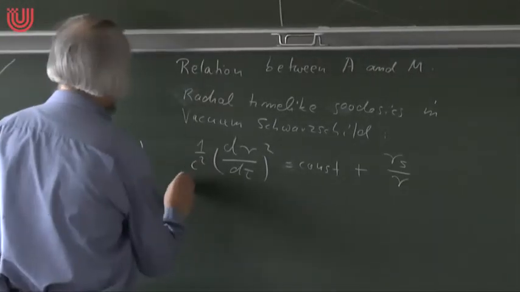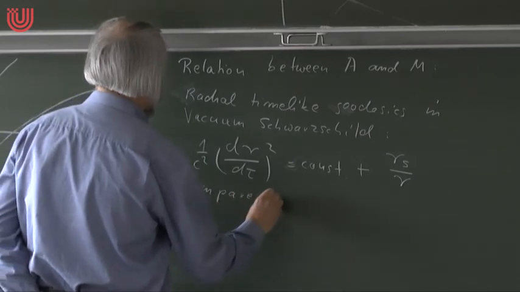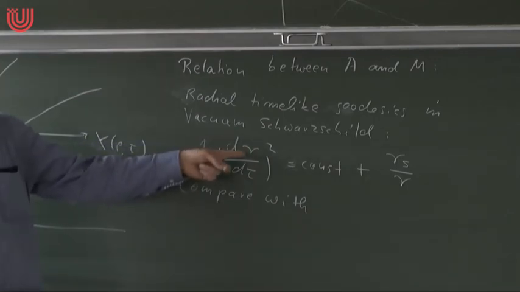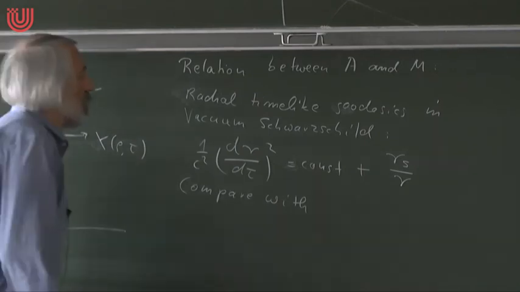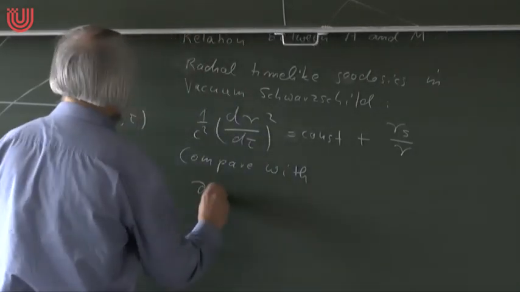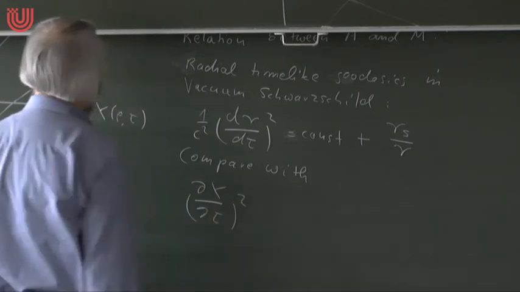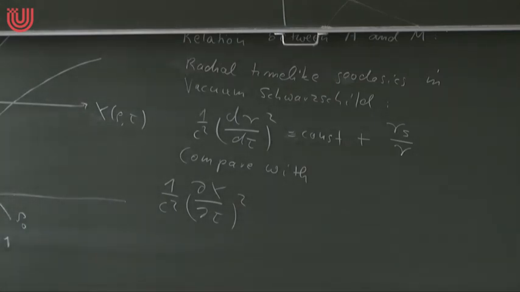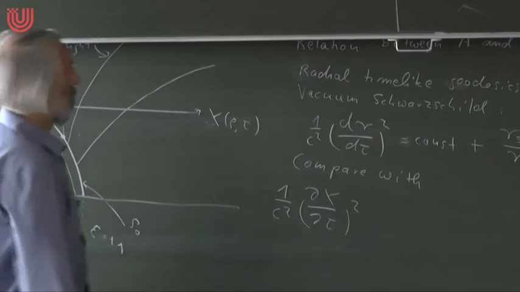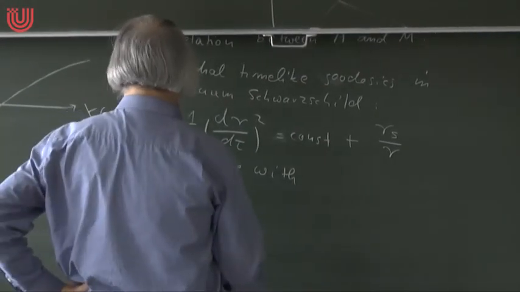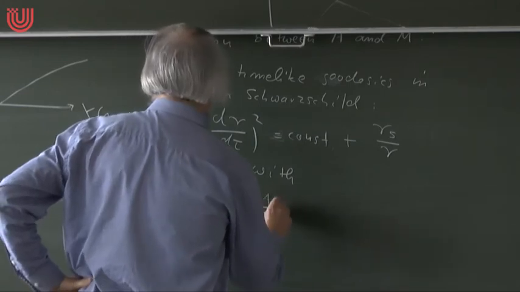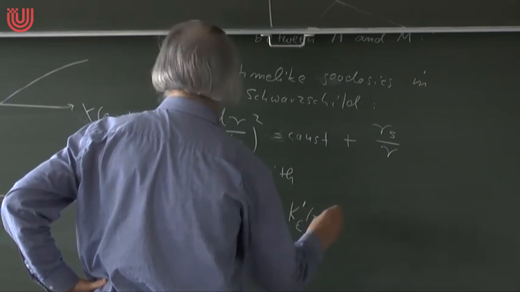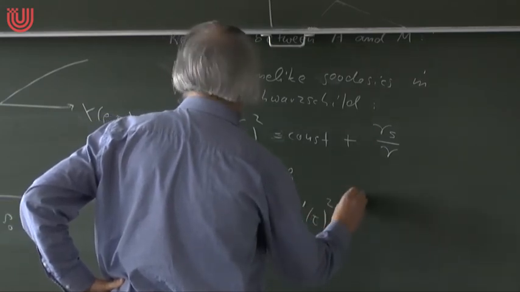And now we compare this with our expression for the tau derivative of y. Y corresponds to the r. Y is the area coordinate. Compare with our expression, dy by d tau squared. Let me also write 1 over c squared, and y is written there. Y is k epsilon of tau times rho. So this is 1 over c squared, k epsilon prime of tau squared, rho squared.